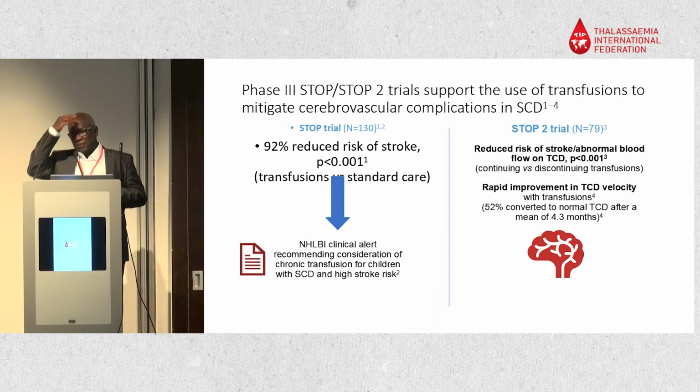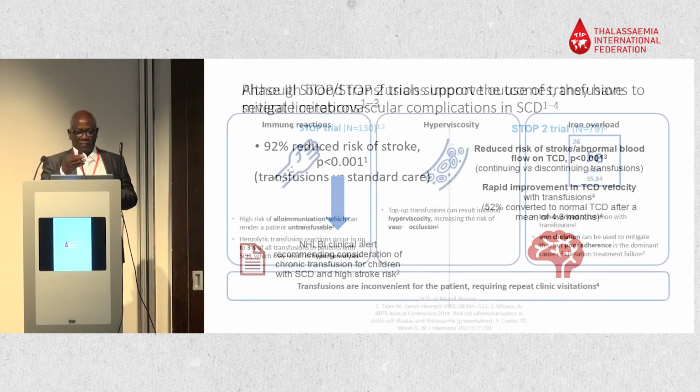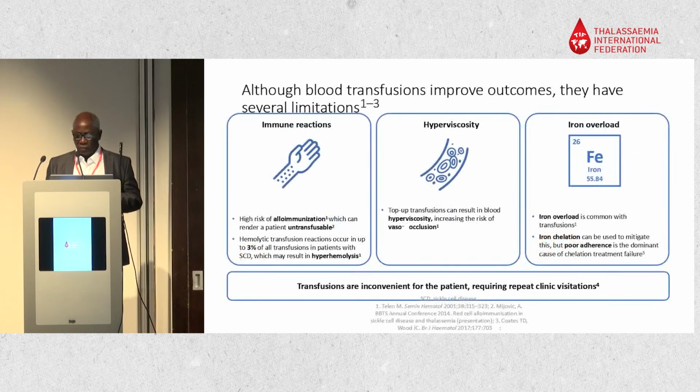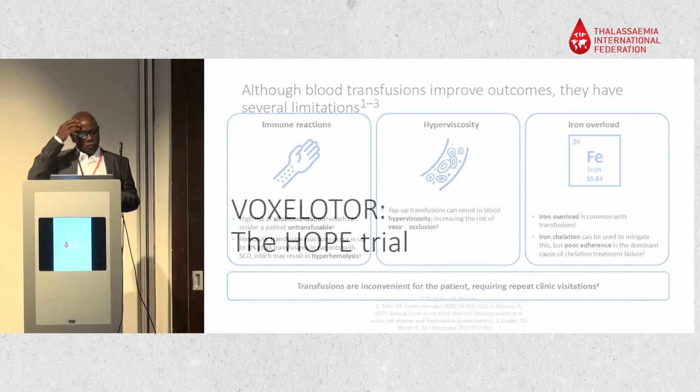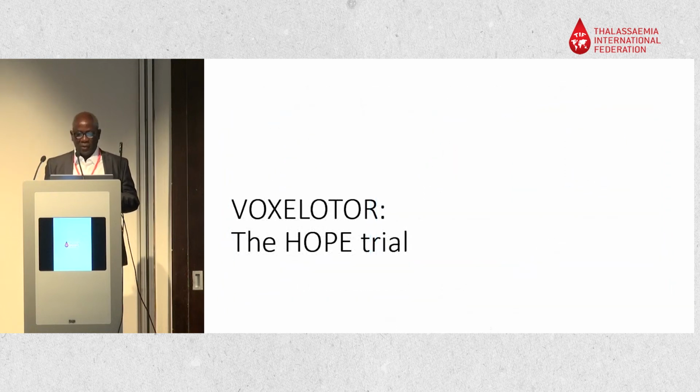So some of the new therapies, we're now beginning to have. Obviously, Voxelotor was approved in 2019 by the FDA. Some countries are already using it, and in the United Kingdom, we're just beginning to use it. Currently we are in a position where we get it free of charge, but hopefully going forward, we might get some clarity. So how does it work?